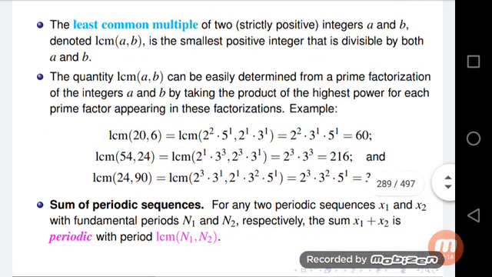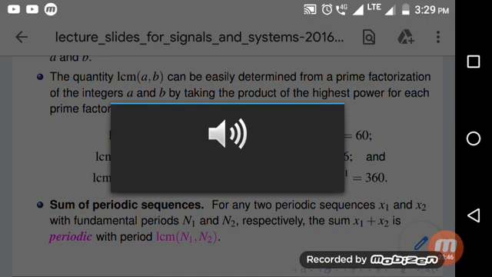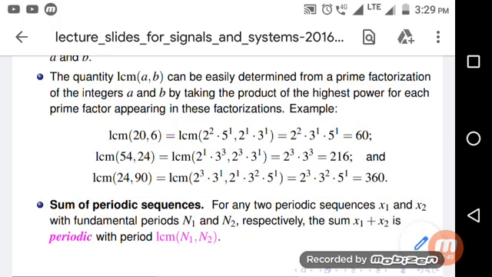And sum of periodic sequences: for any two periodic sequences x1 and x2 with the fundamental periods N1 and N2 respectively, the sum x1 plus x2 is periodic with period LCM of N1 and N2.